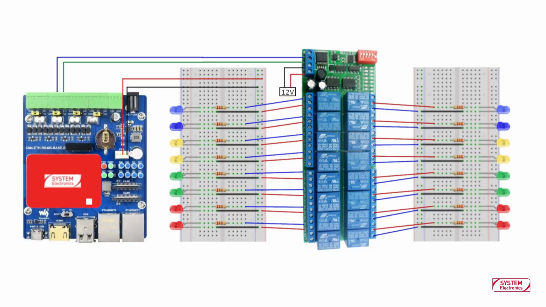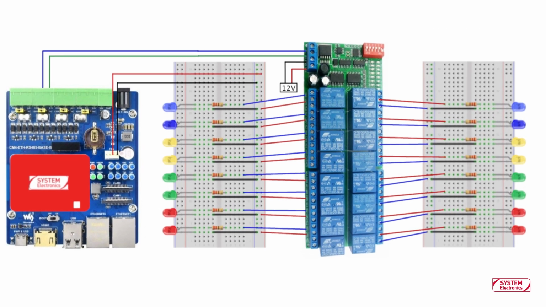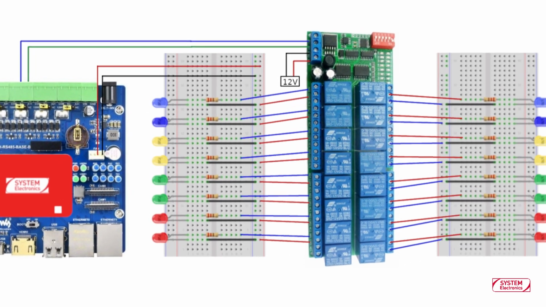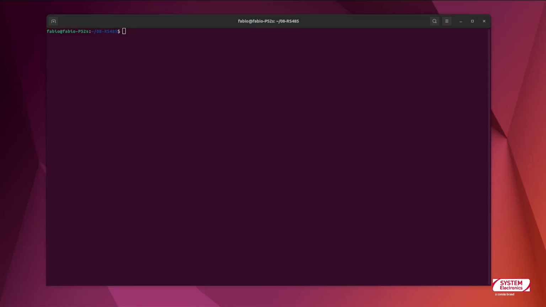You can power the LEDs using any 5-volt power supply. Here, we are using the fan header pins. Follow the schematic closely to ensure you don't miss any connection. With the hardware in place, let's move on to the software part.